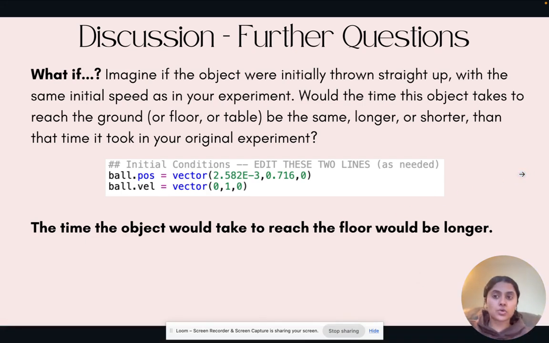Another further question is if my object were to be initially thrown straight up instead of dropped downwards, how long would it take? The time of the object would be longer if I were to throw it upwards. And here is the code that I would have changed in order to determine that and see that using my computational model.